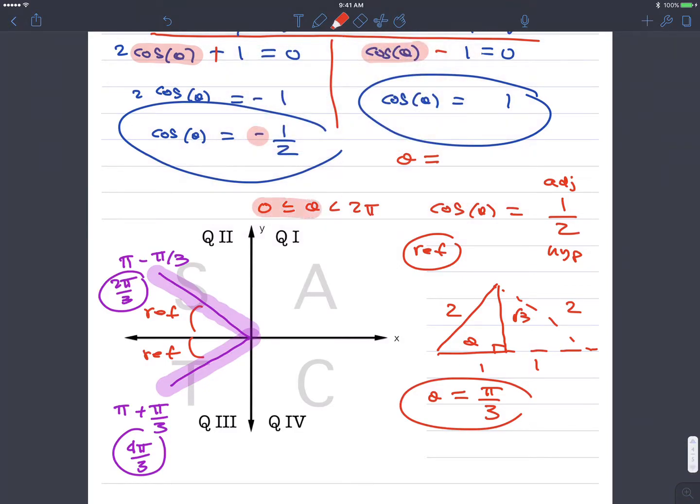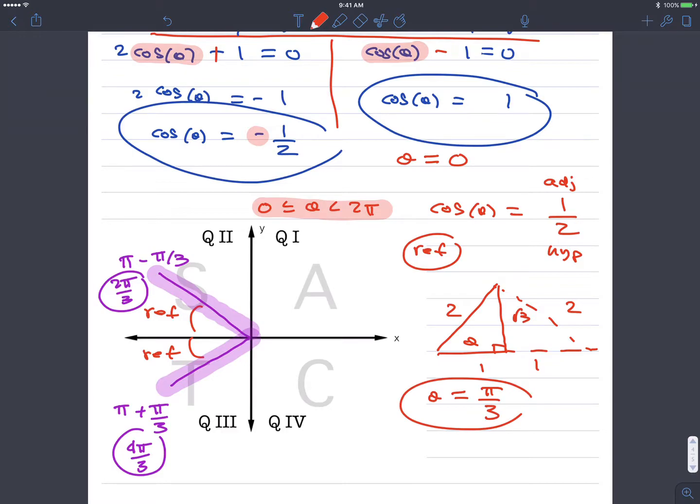Notice I'm not including 2 pi. I don't know if that means anything. So what do you guys know about theta? What does theta have to be? 0? Is that true? Is theta 0? Cosine 0 is 1? I think so. Is there any other angles for theta where cosine is 1?